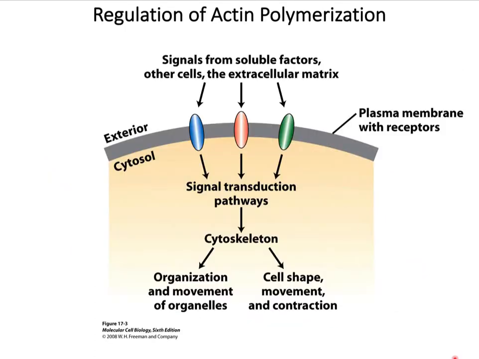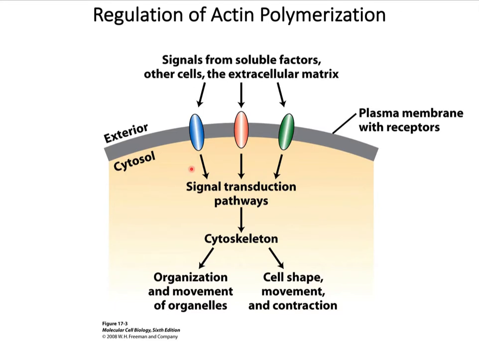So how does the cell coordinate all of these different functions of actin? What can regulate actin polymerization? As it turns out, there are signals from soluble factors outside the cell, signals from other cells, and signals from components of the extracellular matrix. All of these signals act through signal transduction pathways to regulate actin polymerization in the cell and recruit the actin cytoskeleton for motility and for changes in the cell shape.